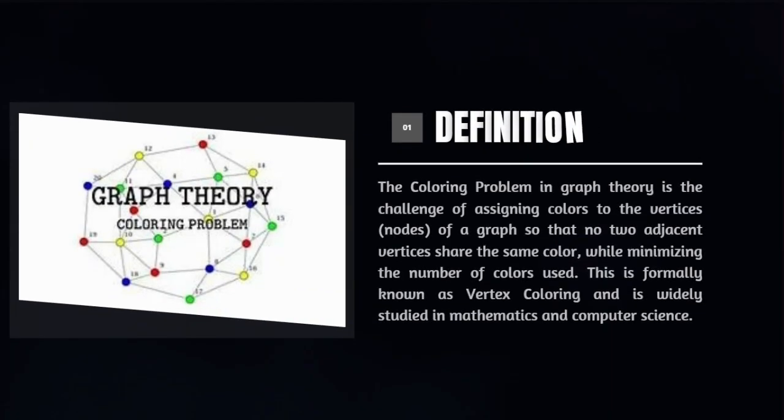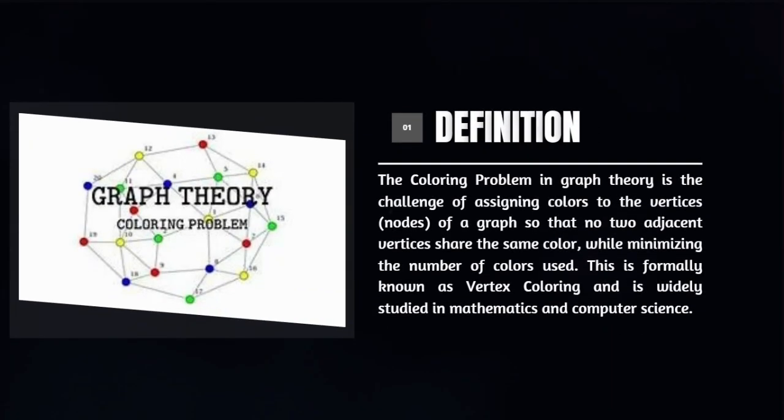So what is the coloring problem? In graph theory, the coloring problem is the challenge of assigning colors to the vertices (nodes) of a graph so that no two adjacent vertices share the same color while minimizing the number of colors used. This is formally known as vertex coloring and is widely studied in mathematics and computer science.